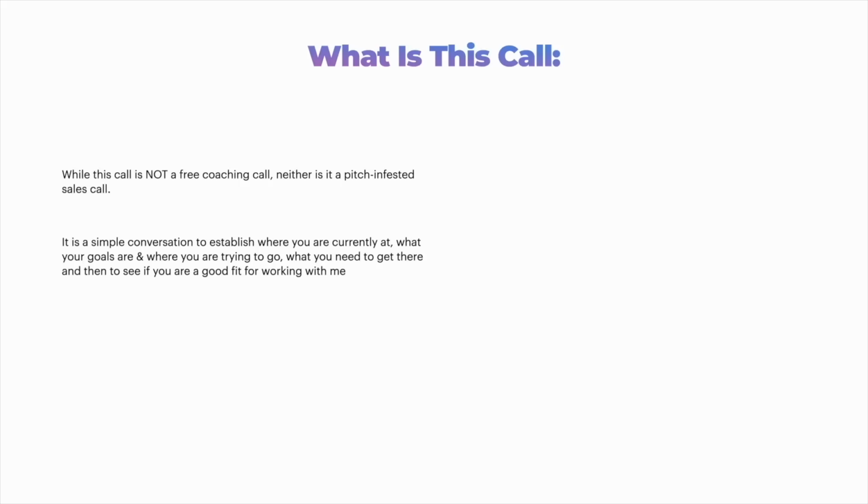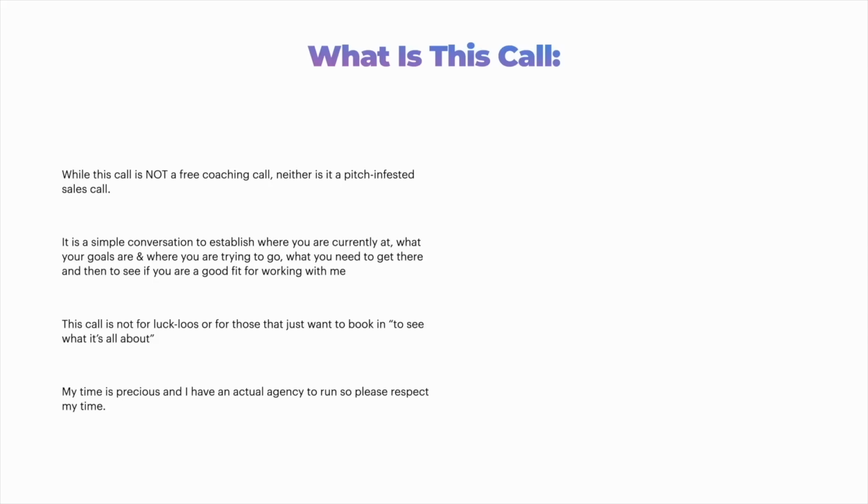It's a simple conversation to establish where you're currently at, what your goals are, where you're trying to go, and what you need in order to actually get there. Then I'm going to see if you're a good fit for working with me one-on-one and for the program. I just want to make sure you understand that this call is not for looky-loos or for those who just want to book in to see what it's all about. This is for serious people only.